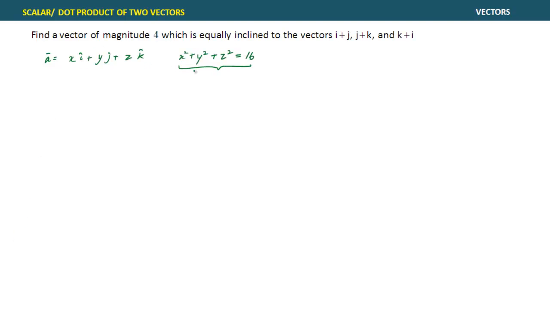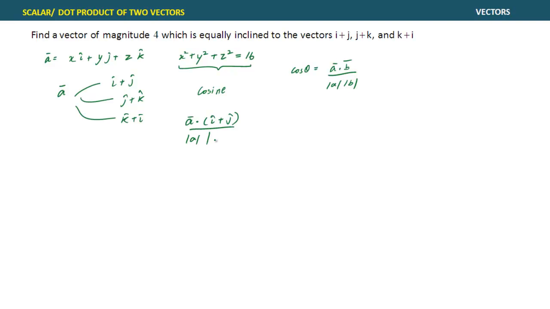Now let's start applying what else is given to us. It is given that this vector A is equally inclined to the three vectors. That is, it is equally inclined to i plus j, to j plus k, and to k plus i. That means the angle which it makes with these three is actually equal, right? If the angle is equal, can I say that the cosine of the angle will also be equal, right? So what is cos theta from the dot product? If I have two vectors, A dot B will be given by mod A mod B cos theta. If I start applying this concept here, what you will get is A dot (i plus j) divided by mod A and modulus of i plus j should be equal to, the next component, A dot (j plus k) divided by modulus A and modulus of j plus k.